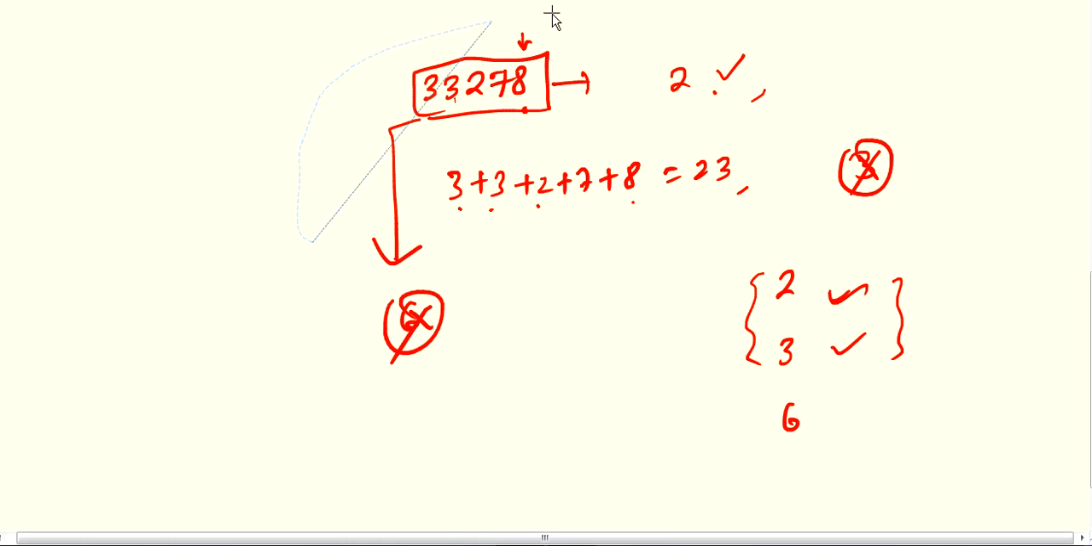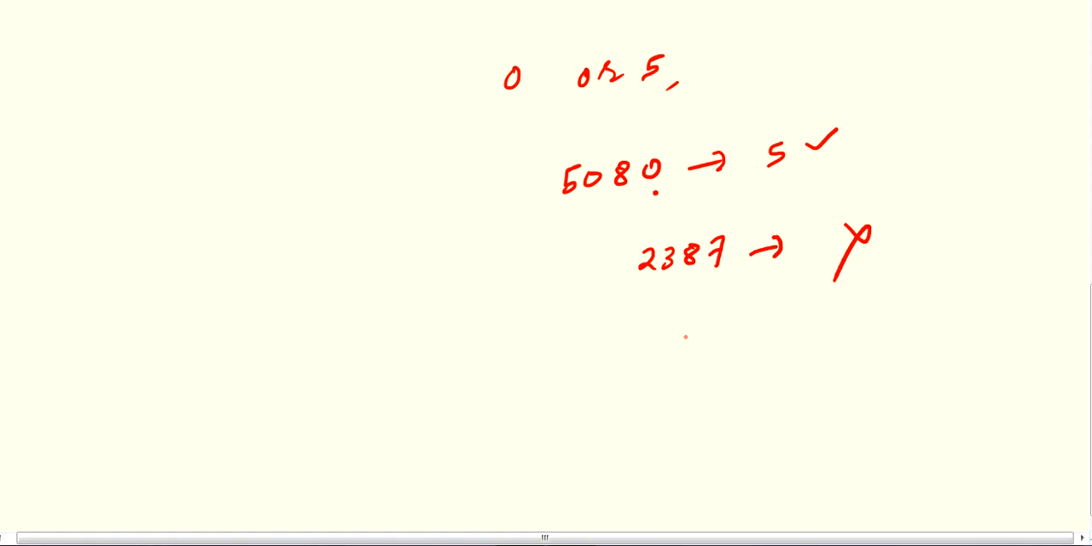Then question number 7, to check divisibility by 5. To check divisibility by 5, it's very easy and simple. If the last digit is 0 or 5, that number is divisible by 5. For example, 5080: the last digit is 0, that means this number is divisible by 5. 2387: the last number is 7, which is not 0 or 5, so this is not divisible by 5. 501028 5: the last number is 5, so this is divisible by 5. So in this way you have to solve question number 7.